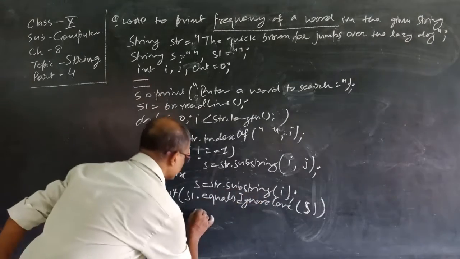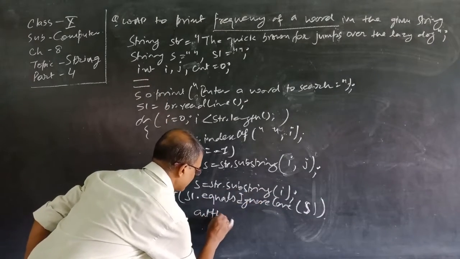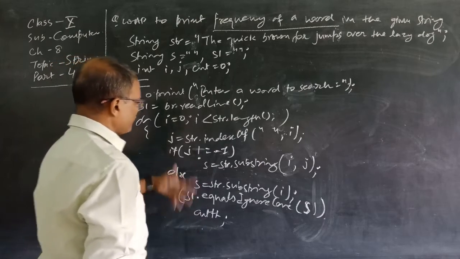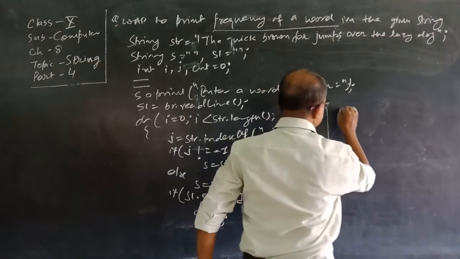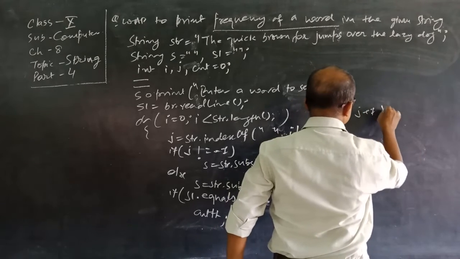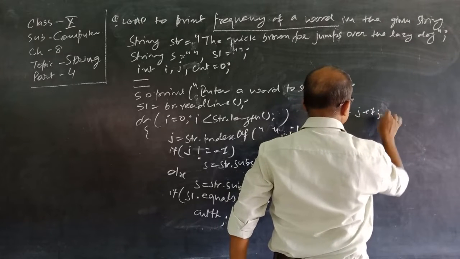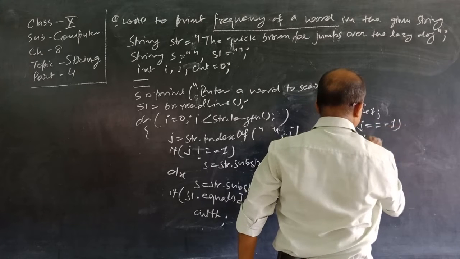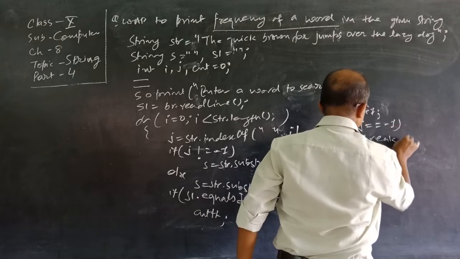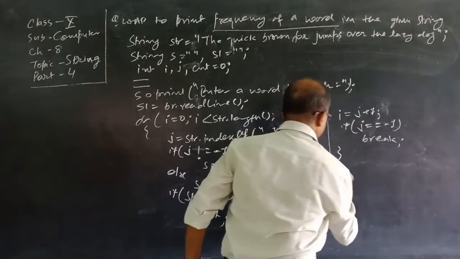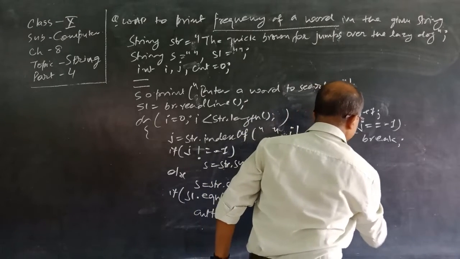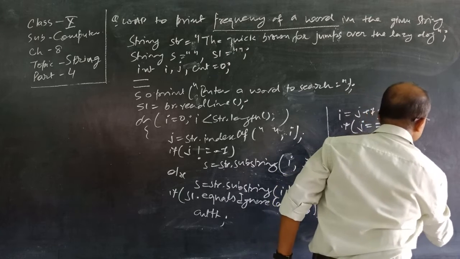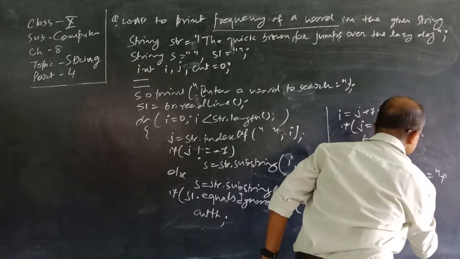If the string is found, we just have to increment the counter, CNT plus plus. Now finalize the loop. I equal to j plus 1. If j equal to -1, then break. Finish the loop. Print the frequency. System dot out dot println, frequency equal to plus CNT.